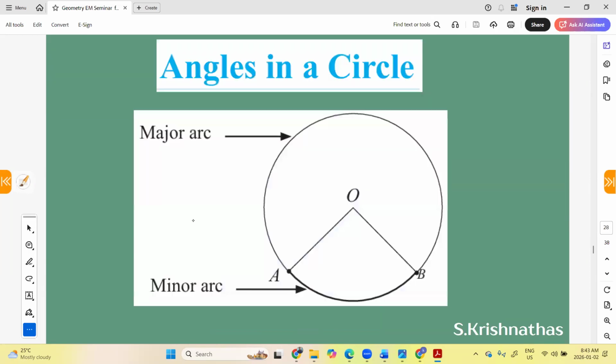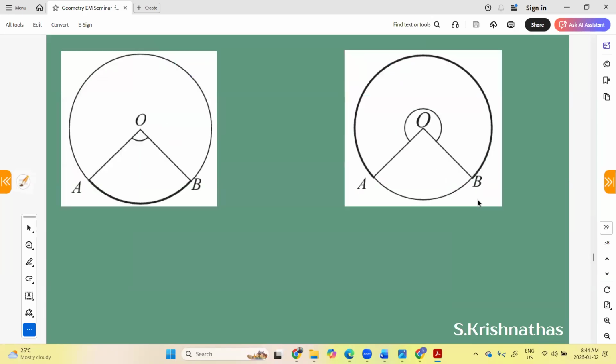Right, next. Very important theorems, students, related to angles in a circle. Can you verify major arc and minor arc? Students, this one is the major arc, the red colored one. Now the red colored one is the minor arc. Okay, major arc, minor arc. Next.